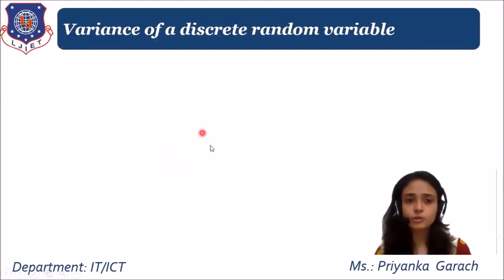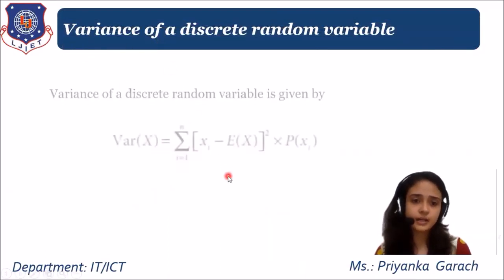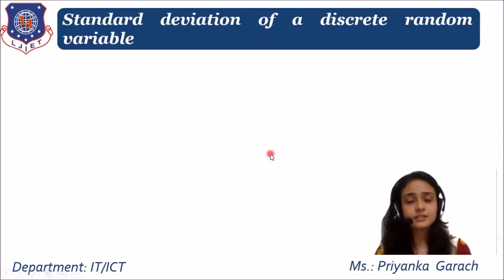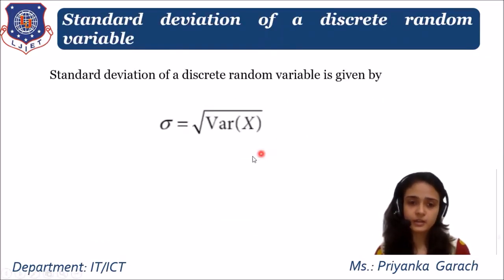Now let's see the formula of the variance of a discrete random variable. The formula is like this: the random variable xi minus the expected value, that is mu of x, the whole square, into the corresponding probability value. You have to do the summation of all these values and you will get the variance of x. Now let's see the standard deviation of a discrete random variable. Its formula will be like this, that is the square root of the variance.